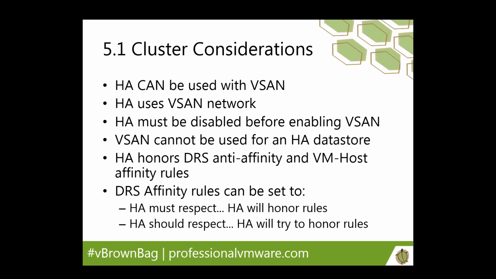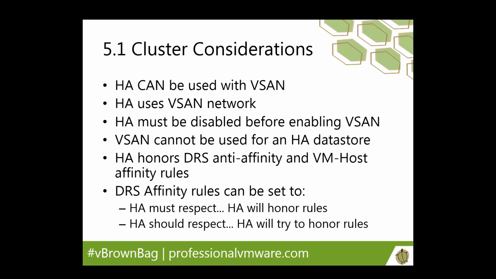Your vSAN data store can't be used as an HA heartbeat data store. So if you're just using vSAN, it won't be able to take advantage of that feature to check for host isolation or failures. HA honors DRS, and we didn't get into these too much. I probably should have done a little more on affinity rules and anti-affinity rules. So you can set rules in DRS because, especially when you're in fully automated mode, virtual machines will be moved around.